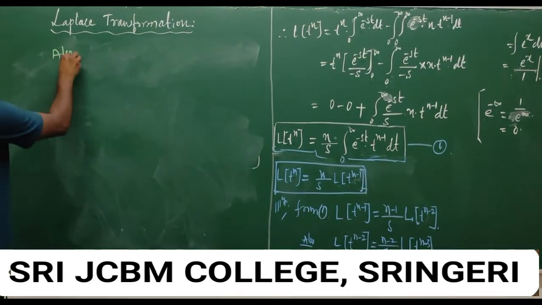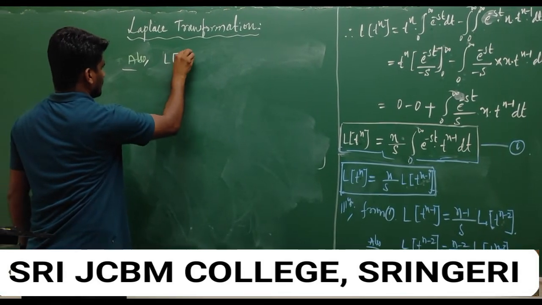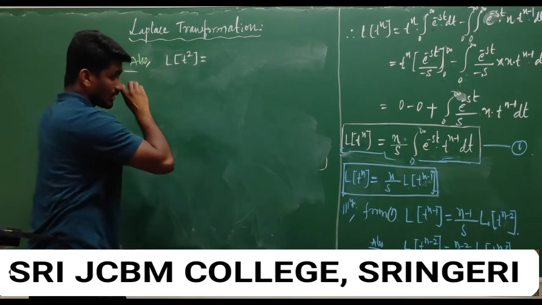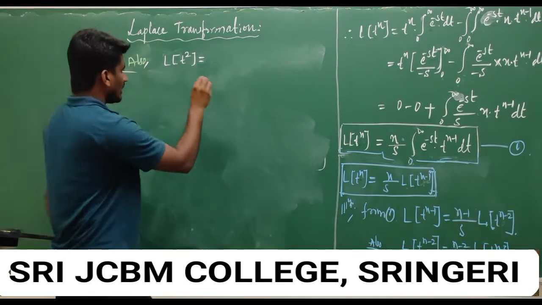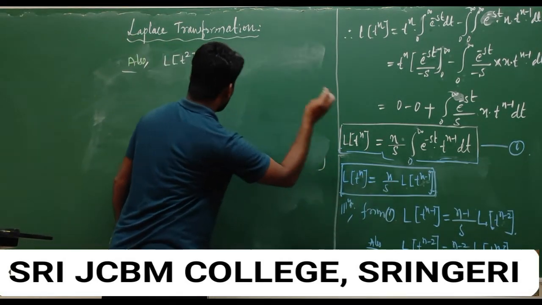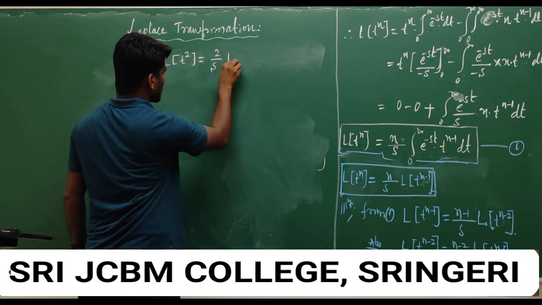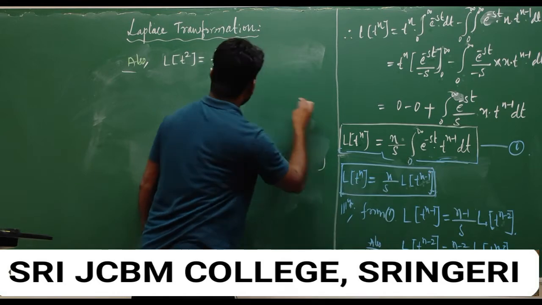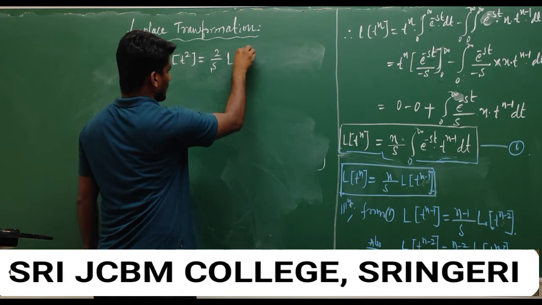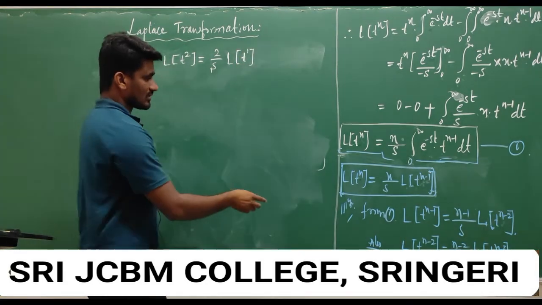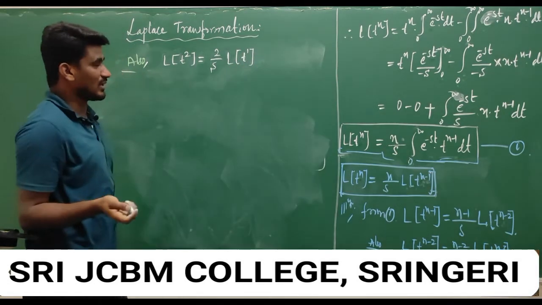Also, Laplace transform of t to the power n. For n value 2, Laplace transform of t square is 2 over s, times Laplace transform of t to the power 2 minus 1, which is t to the power 1, since n minus 1 is 2 minus 1, which is 1.